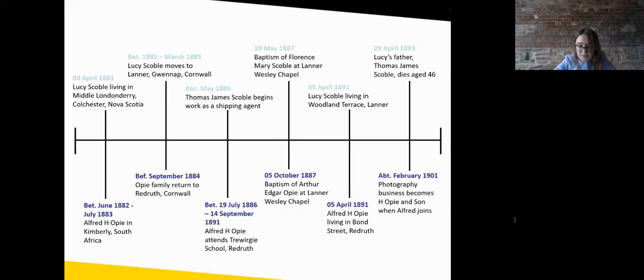Lucy and her family were living on Woodland Terrace in Lanner when the 1891 census was taken. Sadly, 2 years later, in April 1893, Lucy's father died. He was only 46 years old, and Lucy was just 12. I don't know what Thomas died of, as this was not mentioned in the death registration and death announcement, so I'd have to order his death certificate to see his cause of death. Although the announcement does say he died suddenly. It must have been awful for Lucy to lose her father while still a child.